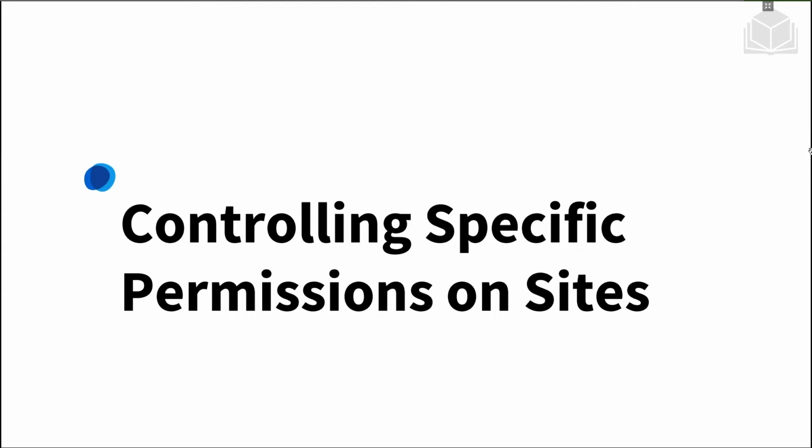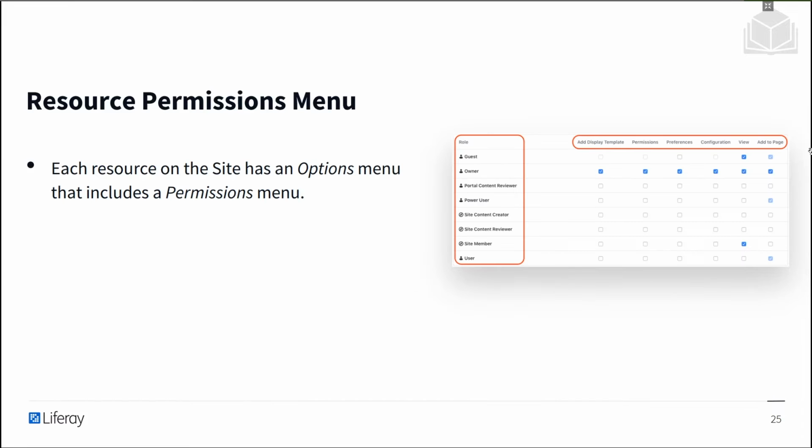Let's discuss how to control access to specific resources within Liferay sites. Each resource within a site has an options menu that includes a permissions menu. When you open the permissions menu, you'll see a window like the one displayed on the slide. So how does this window work?